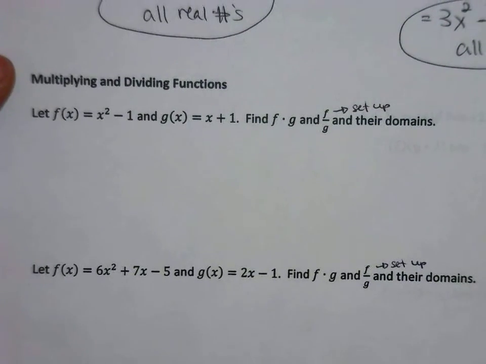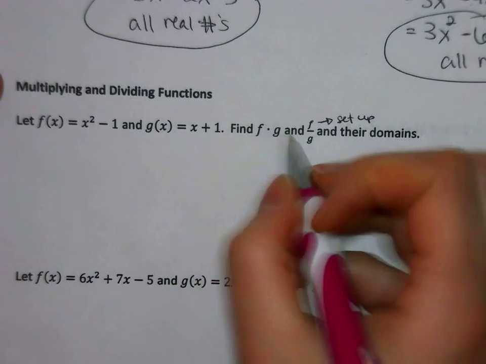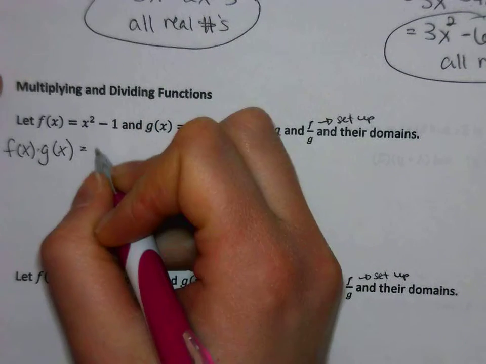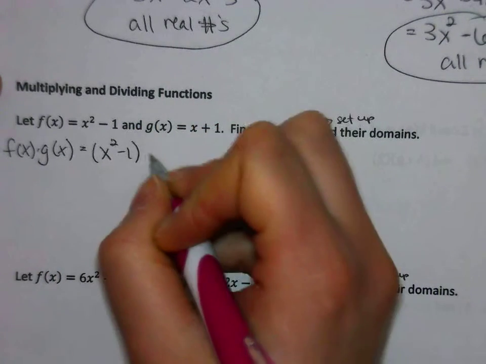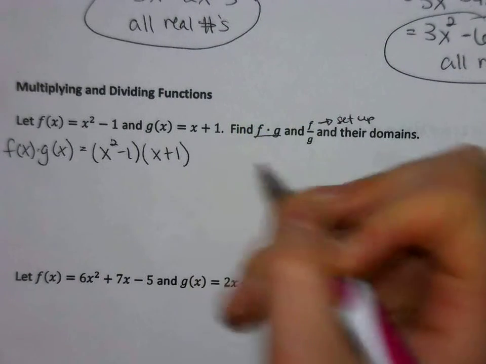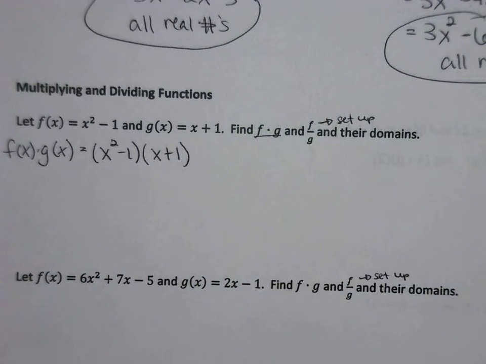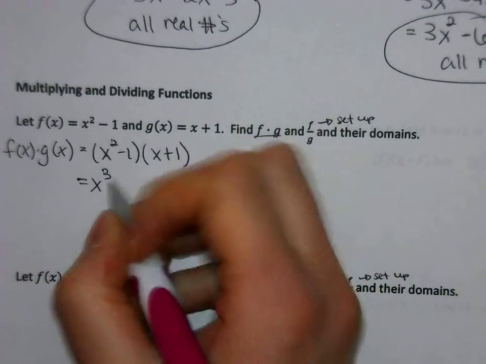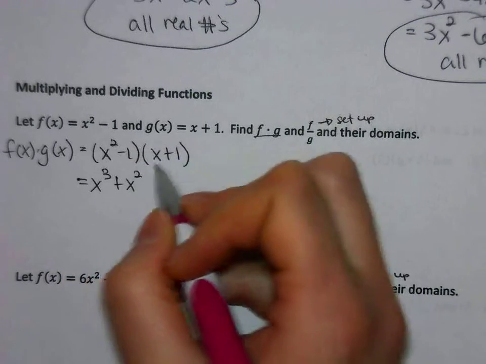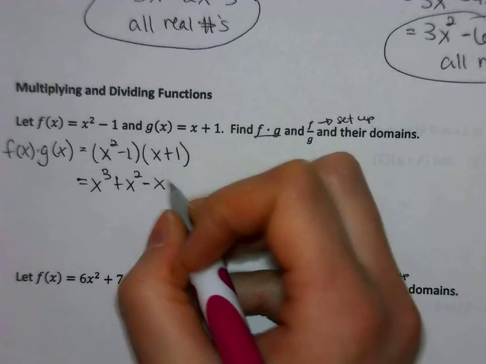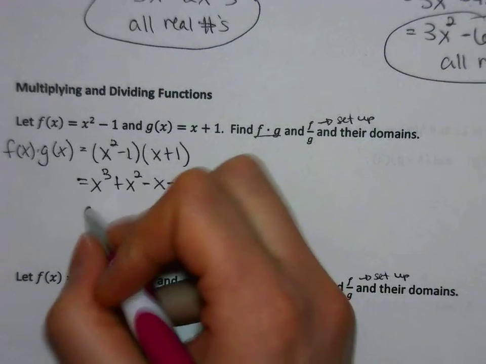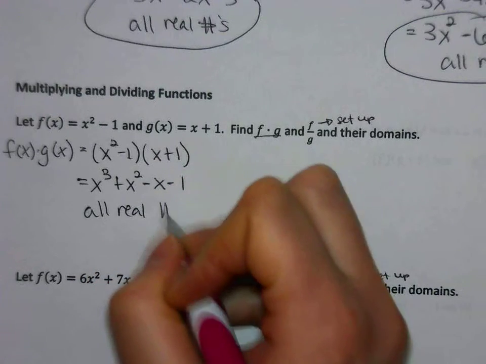Alright, let's look at multiplying and dividing now. Multiplying, we want to find f times g, so f of x times g of x is going to equal x squared minus 1 in parentheses times x plus 1 in parentheses. And now we get to FOIL. x squared times x is x to the third. x squared times 1 is x squared. Negative 1 times x is a negative x, and negative 1 times 1 is a negative 1. There's nothing we can combine, so that's our final answer. And our domain is all real numbers.